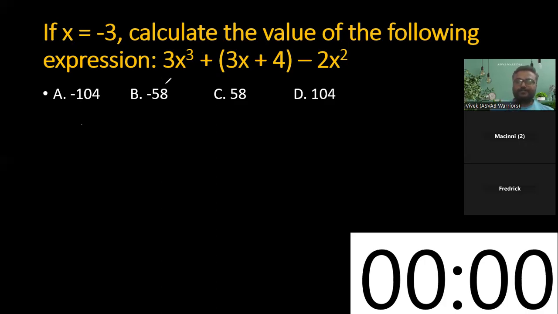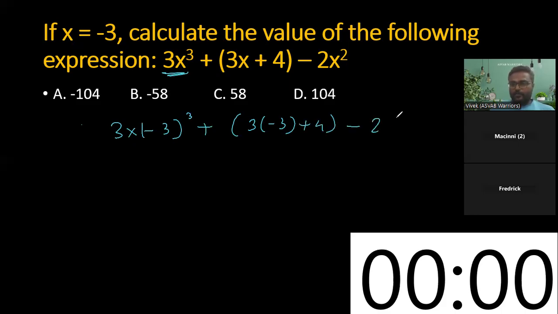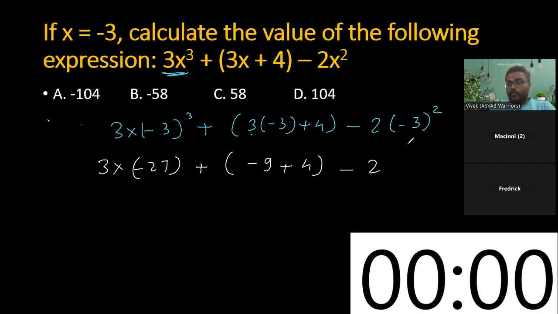Yep, time up. Let me solve it. So in place of x, you need to put -3. 3 times (-3) to the power 3 plus 3 times (-3) plus 4. Okay, Frederick got it. Let me see if it's correct or not. 2 times (-3) square. Let's solve it further. 3 times -3 times -3 times -3. It's -27 plus. Let's keep the parenthesis as it is. 3 times -3 is -9 plus 4 minus 2 times -3 times -3 is nothing but +9.